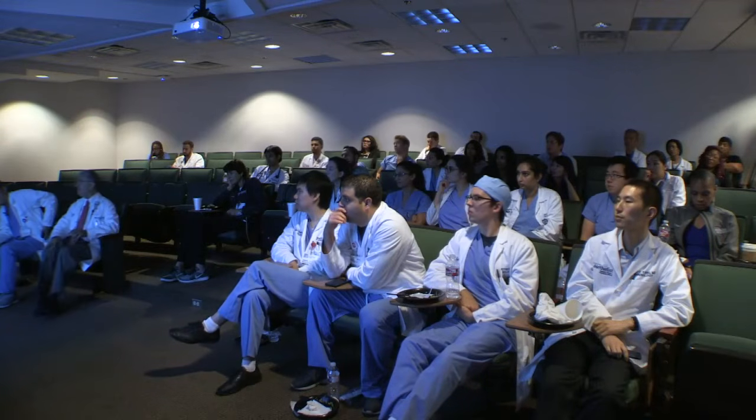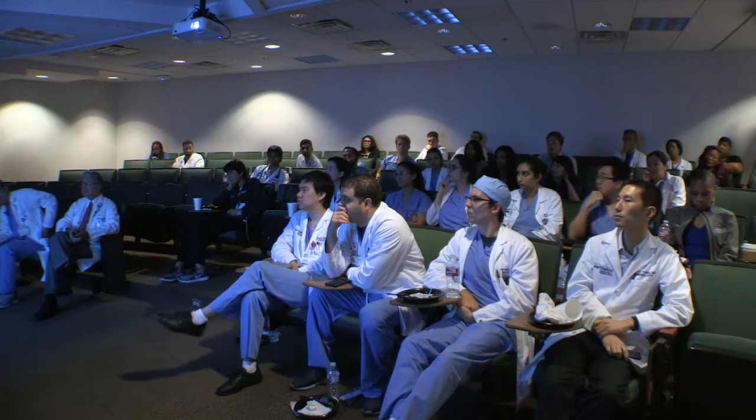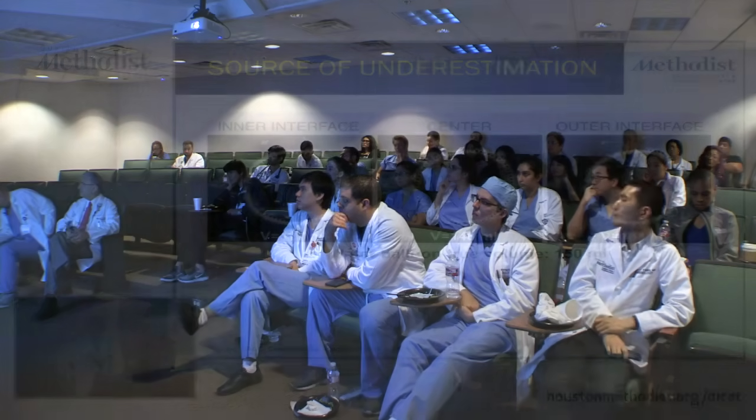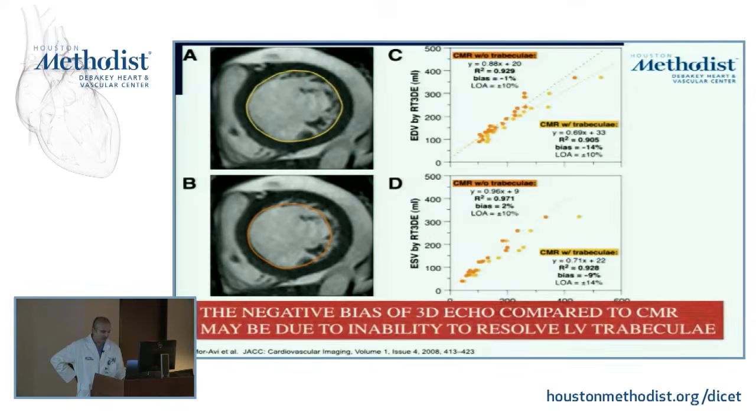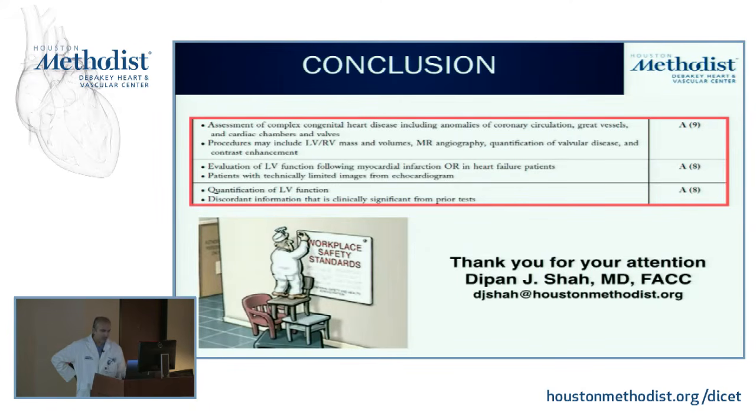So I think the key is that you don't want to just apply normal values across different modalities. You need to know for each modality what their normal reference ranges are and use those, because there are differences between techniques. And then lastly, this is what the appropriate use criteria say. When would you refer a patient for CMR for assessment of LV function?